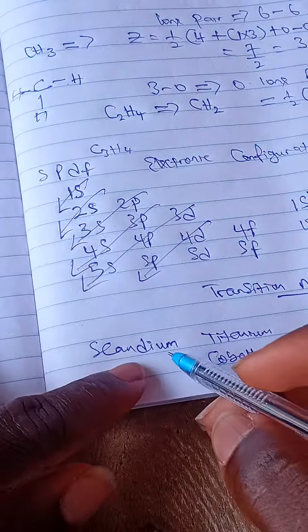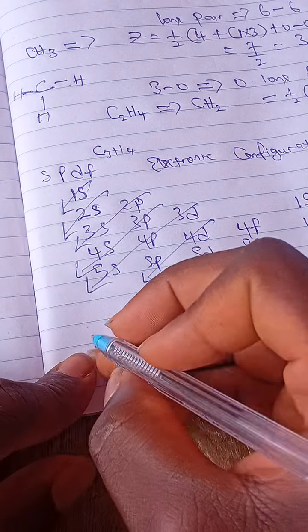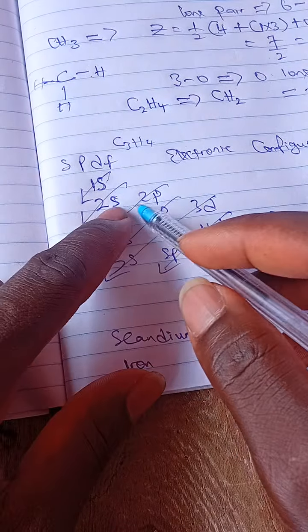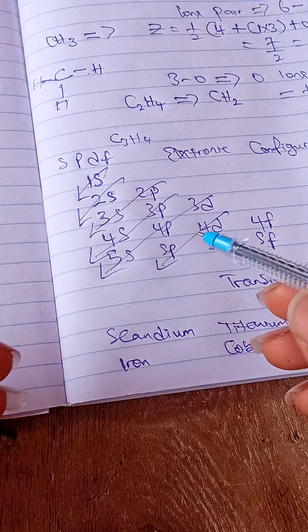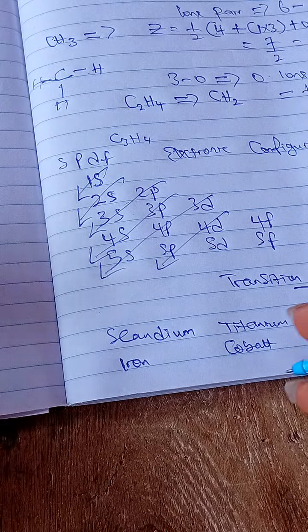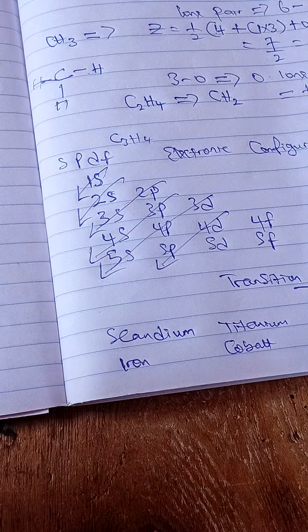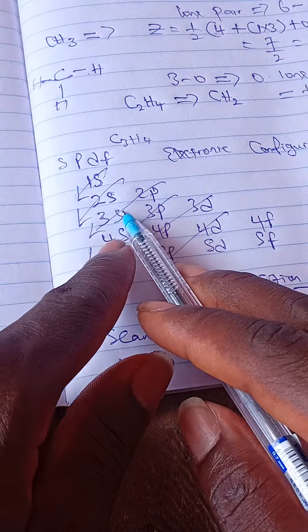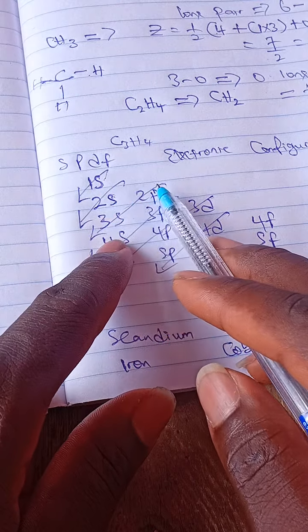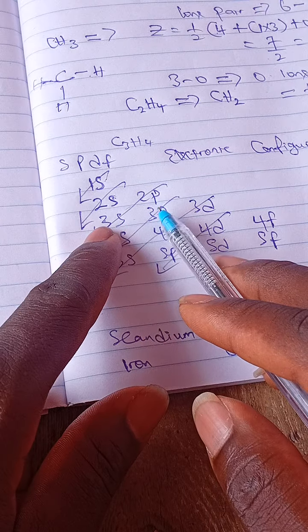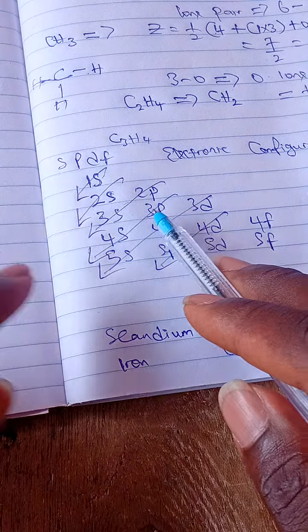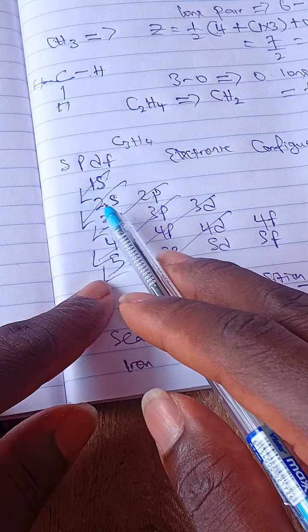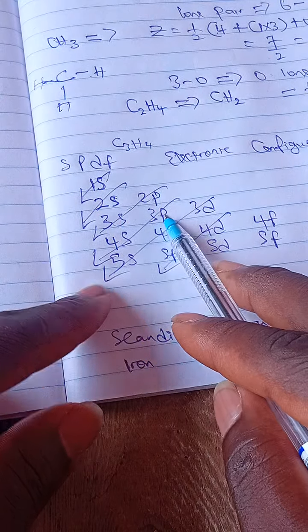So now the electronic configuration for scandium. All those 1s, 2s, 2p, you don't need to rewrite them. You can just start from argon. Argon is in number 18. If you want to write the electronic configuration for argon: 1s2, 2s2, 2p6, 3s2, 3p6. Are we together? If you add it up, 1s2, 2s2, 2p6, 3s2, 3p6 is equal to 18.